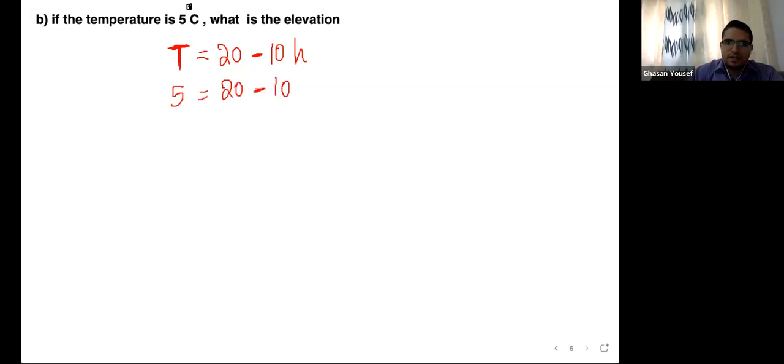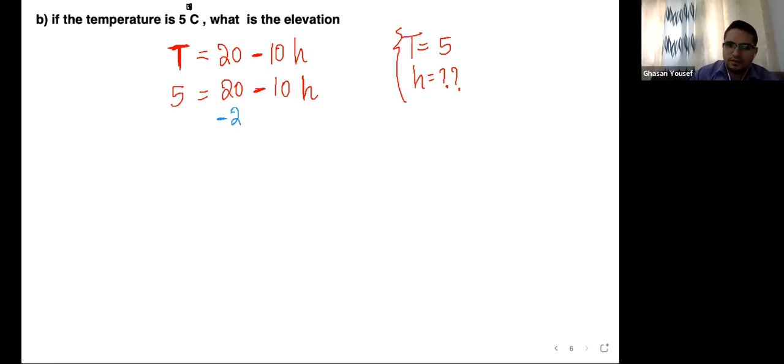So my question is asking about H here. They need to know the value, the height for the climber. So H is unknown in this question because again, T equals 5 and H is unknown. We don't know the value for H. So now we have to subtract 20 from both sides, right?